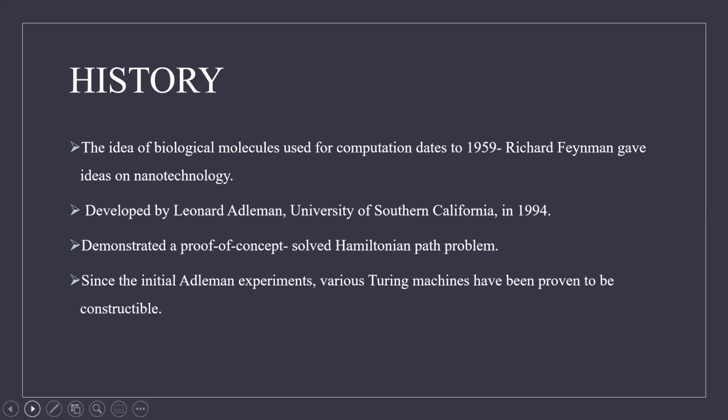Coming to history, the idea of using biological molecules for computing process began around 1959 when an American physicist, Richard Feynman, presented his ideas on nanotechnology for performing simple mathematical problems. However, it wasn't until 1994 the idea got proof of concept by Professor Leonard Adleman, a mathematician specializing in computer science and cryptography at Laboratory of Molecular Science in University of Southern California.